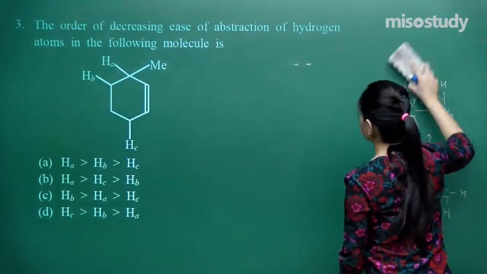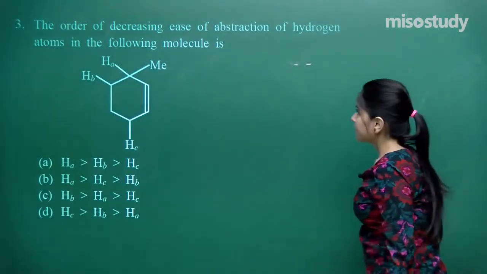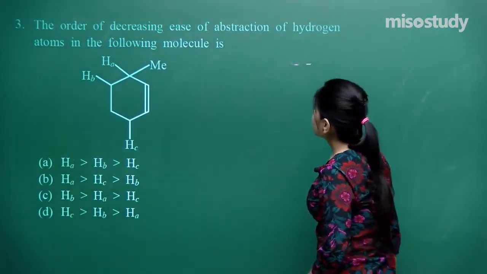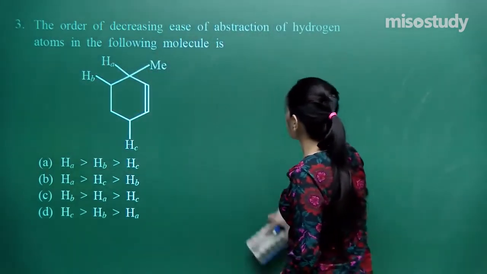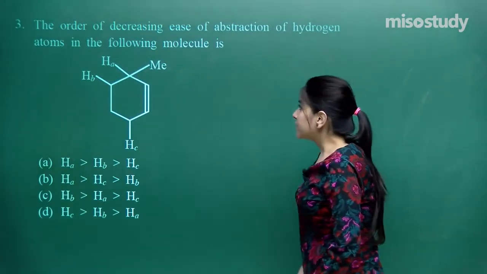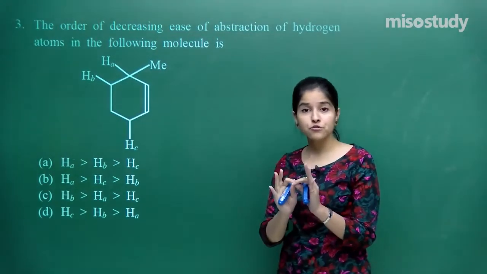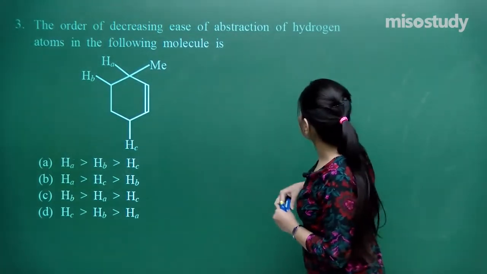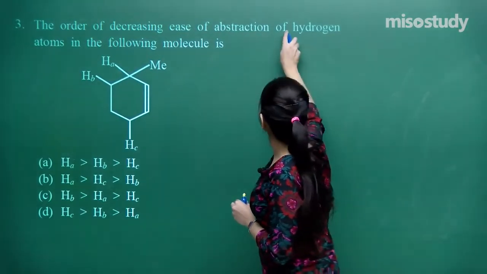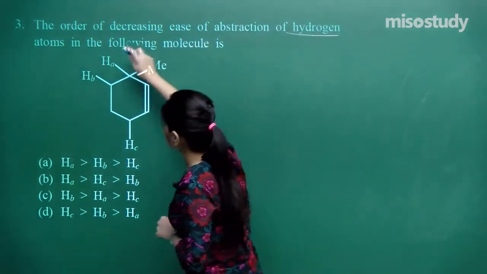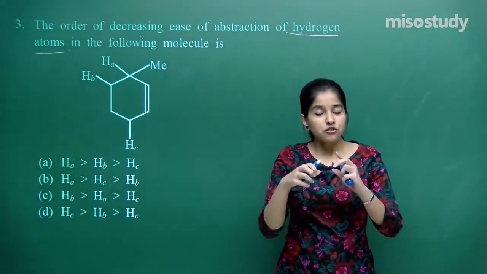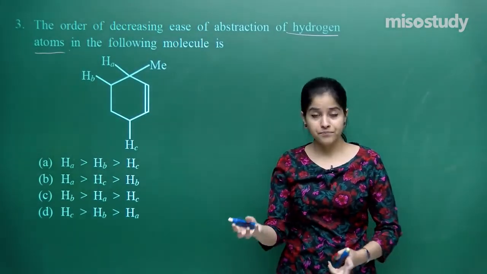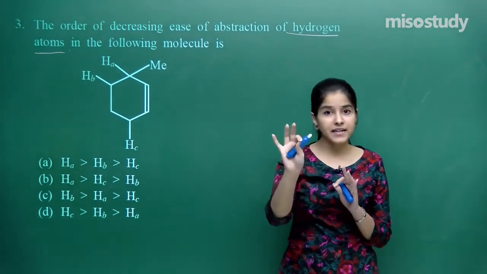What do we have next? Okay. The order of decreasing ease of abstraction of hydrogen atoms in the following molecule is. So here, first of all, I would like to make you see that they are asking about abstraction of hydrogen atoms. They are not saying the abstraction of proton. So how can I abstract the atom? Whenever it leaves a radical over there.